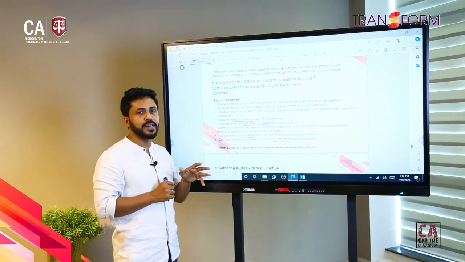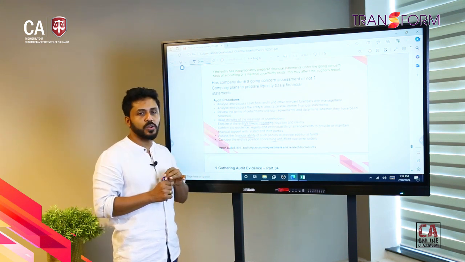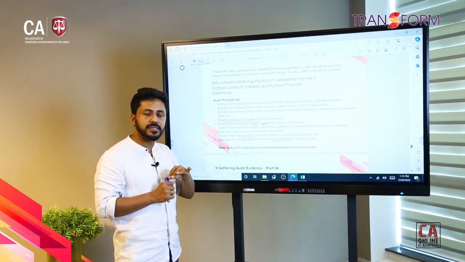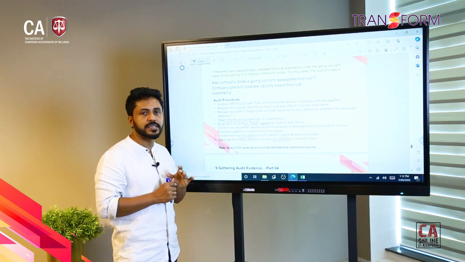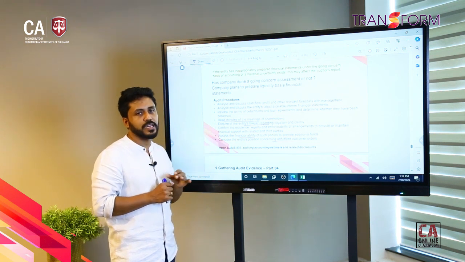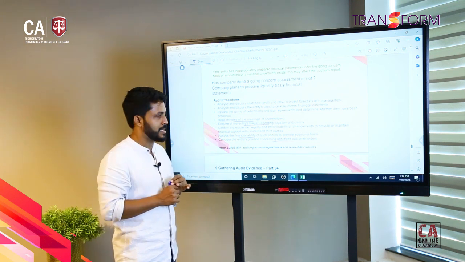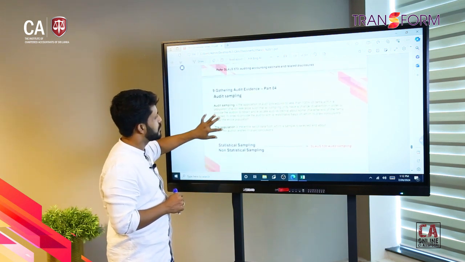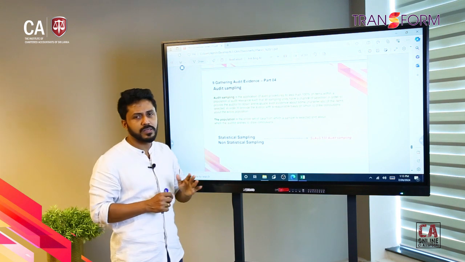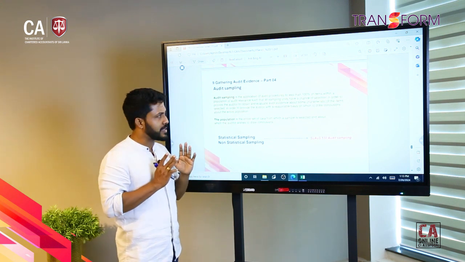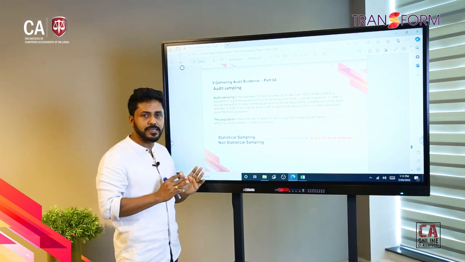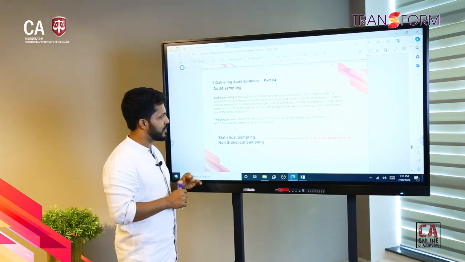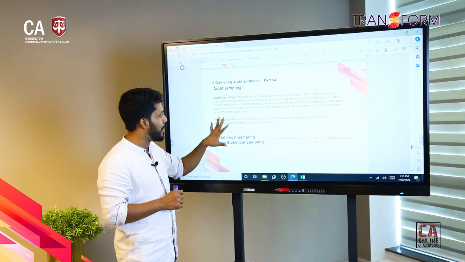If there is any limitation, any scope limitation, then you can qualify, or you can emphasize the matter. Those will be discussed under the audit reporting aspect, right? So then we are going forward. Actually, we discussed many transactions, many significant balances and disclosures. Now we are moving to a very basic concept, audit sampling.